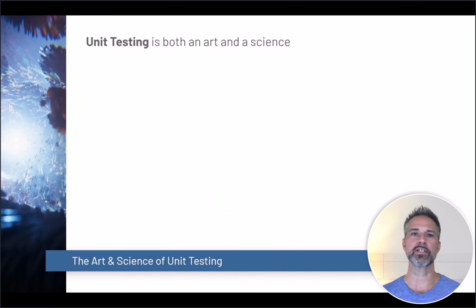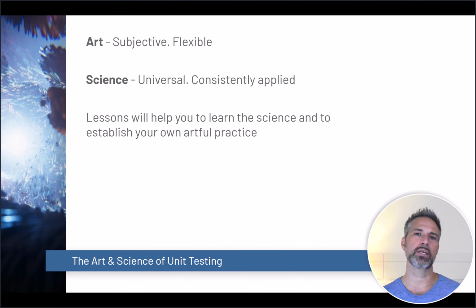Unit testing is both an art and a science. When we describe something being an art, it's where each person leaves their own fingerprint on the process. Whereas when we think of science, we think of something objective, something that can be universal, eternal, and applied consistently over a process. This lesson section will help you to learn the science of unit testing, as well as ideas on how you can put your own artistic fingerprint on it.